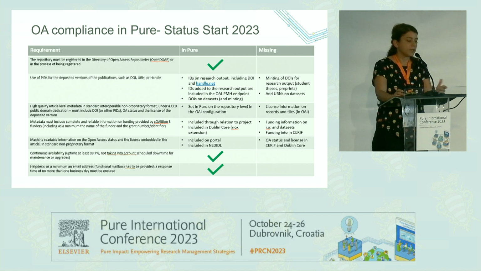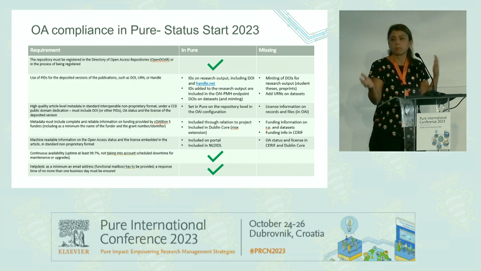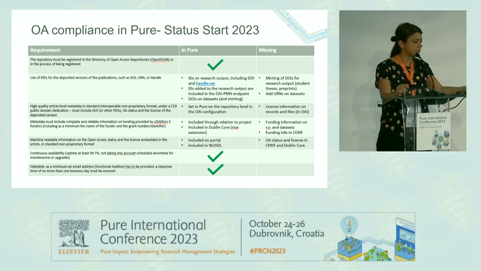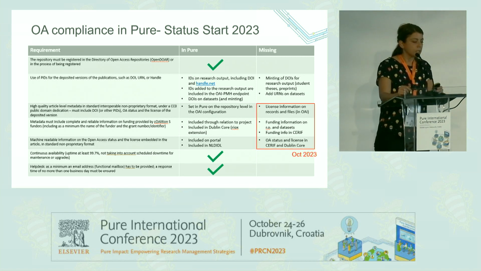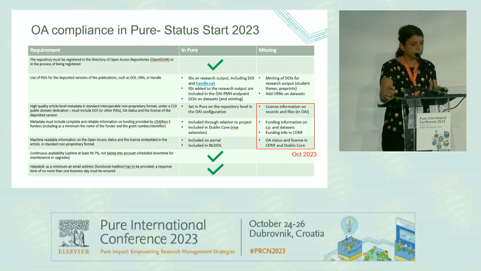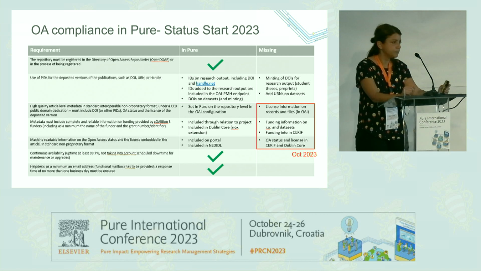And open access status added to the different formats. So I said before, and I will show later, we support different formats in OAI-PMH. And we wanted to make sure that these formats all support license information, open access status, funding, etc. So the requirements now in the box are things that we have worked on this year and that we have released in release 528 in Pure, so in October.